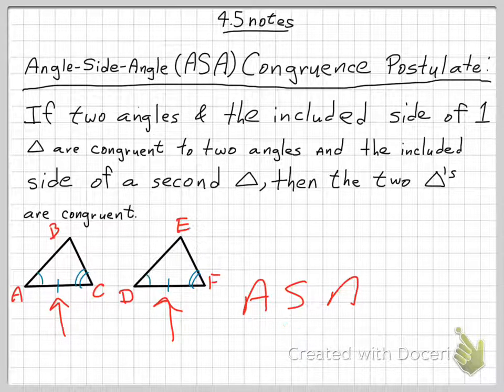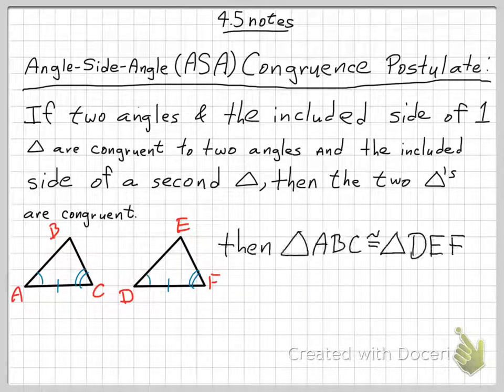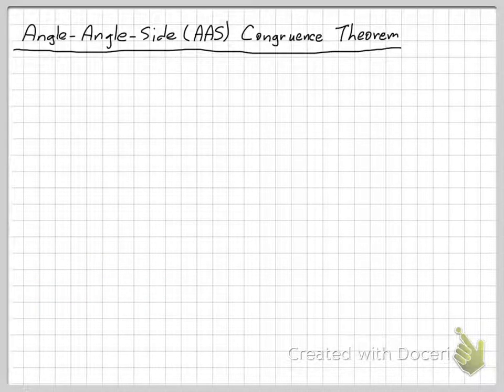Okay? So if you have two triangles like that, and you can show that you have a corresponding pair of angles, a corresponding pair of sides, and another corresponding pair of angles, and the corresponding pair of sides is in between the two angles, then you've proven the two triangles congruent by ASA, and you could say then, for example, in this case, that triangle ABC is congruent to triangle DEF.